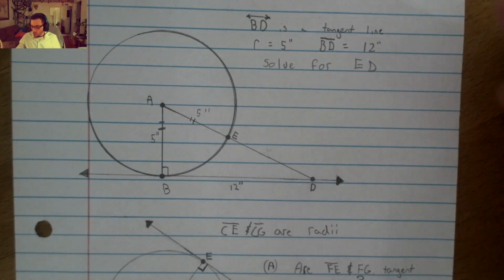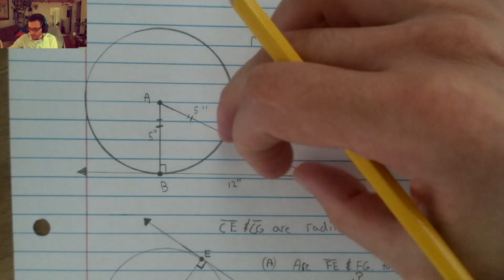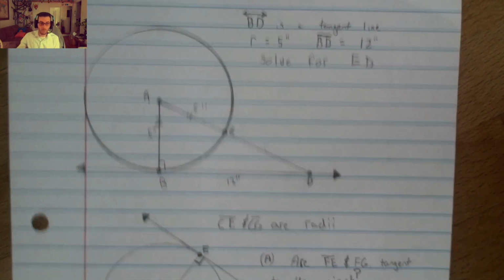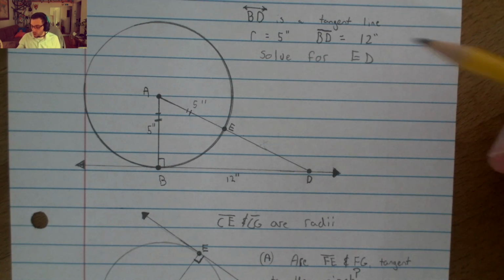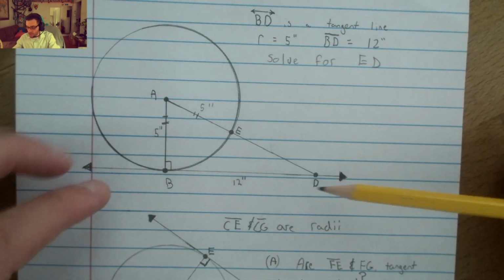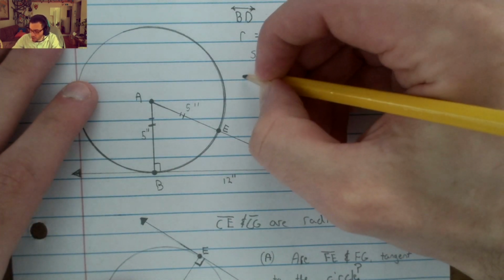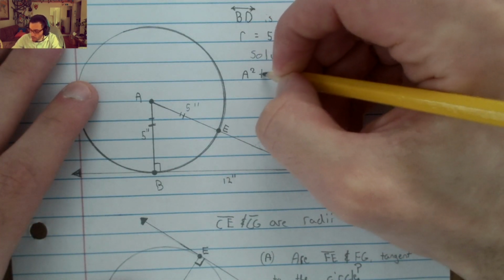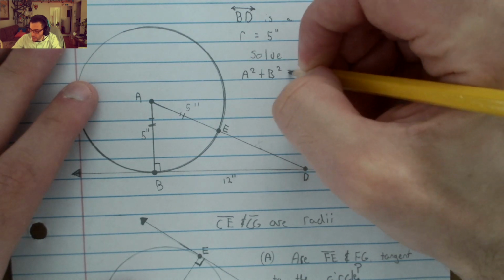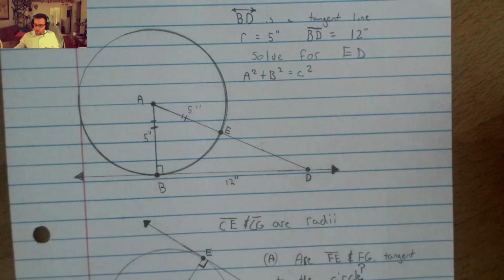The other way that we can go about finding our value of ED is if we use our Pythagorean theorem. You'll note, since we have a radius and a tangent, we have a right angle, and we can use that equation of a squared plus b squared equals c squared and solve for our missing values. Question for you here: what portion of our diagram is going to be our c value though?